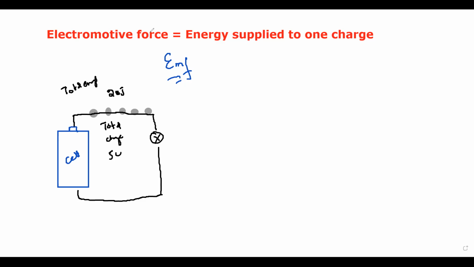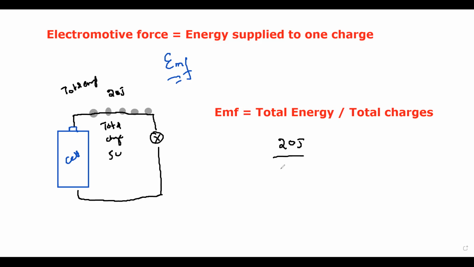We want to find the EMF. So how to find the EMF, or electromotive force? EMF is equal to the total energy divided by the total charges. So if we divide the total energy by the total number of charges, the total energy supplied is equal to 20 joules, and the total number of charges is 5.